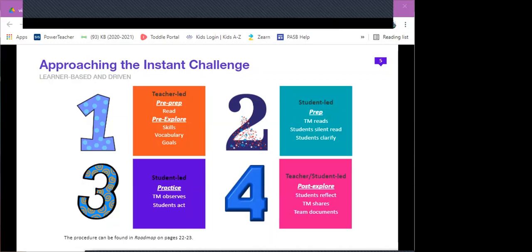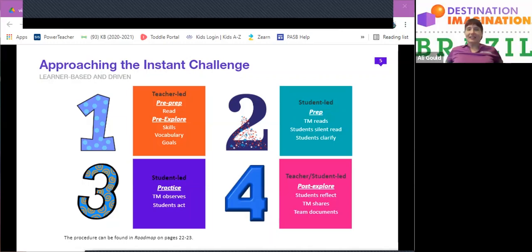I love DI, to be honest. I love the instant challenge. The instant challenge is the thing I love the most. So I like to use it in the classroom a lot as well. Yeah, it's a good thing.